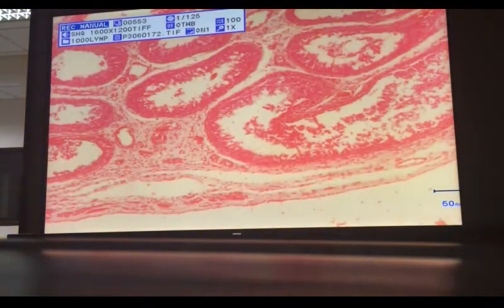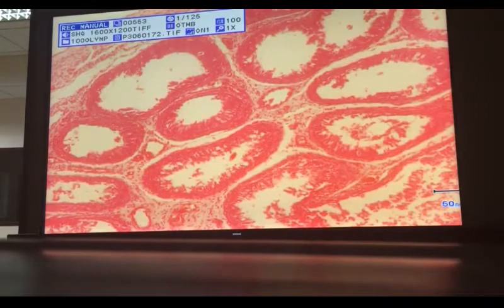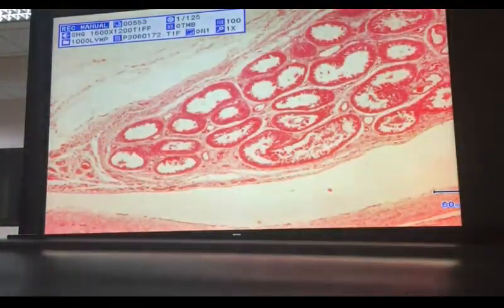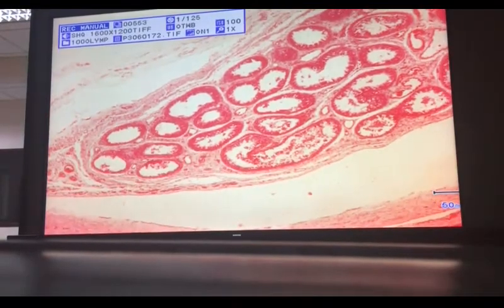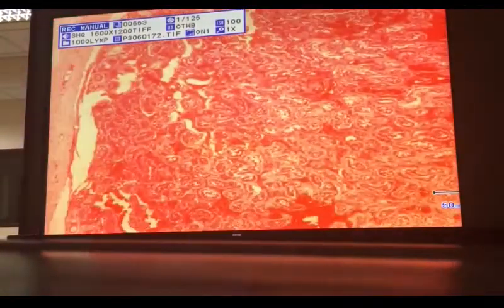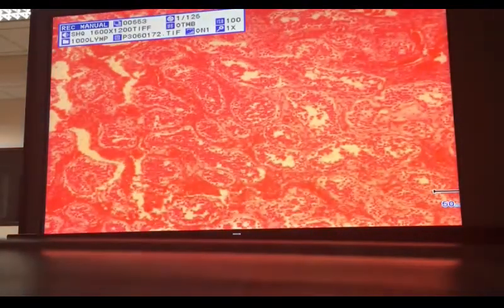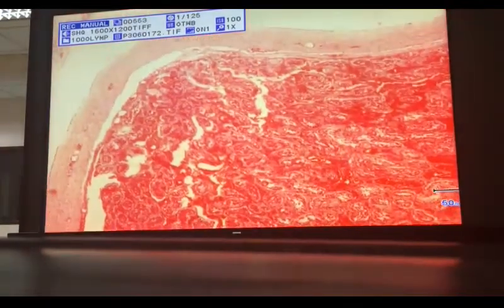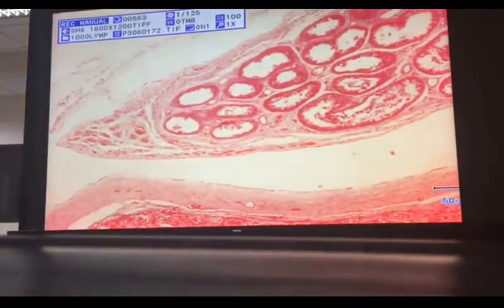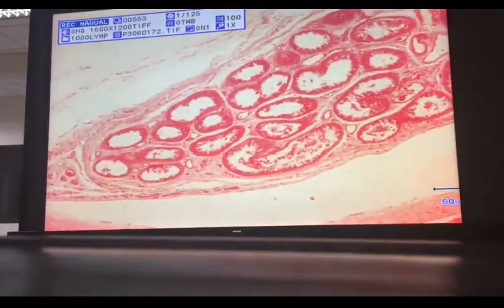At low power magnification, that is the appearance of the epididymis. On scanning objective view, that should be the epididymis. And then this tissue here should come from the seminiferous tubules or the testes. This, and then immediately adjacent is the epididymis.